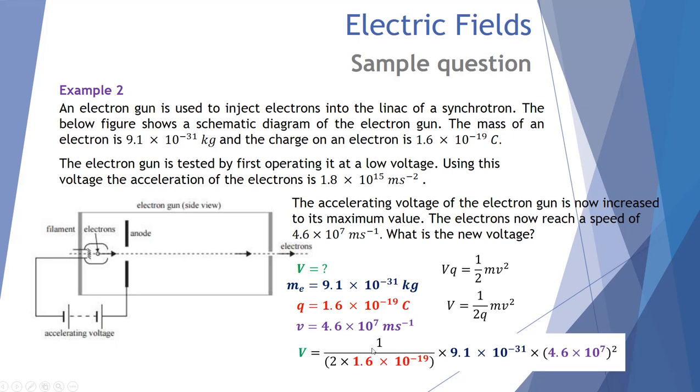Substitute our values in. So 1 over 2 lots of the charge of an electron, 1.6 by 10 to the negative 19. And we multiply that fraction by the mass of an electron, 9.1 by 10 to the negative 31. And we multiply it again by its speed, 4.6 by 10 to the 7, all squared. Important that we square. When we do that, we come up with a voltage of just over 6,000 volts.